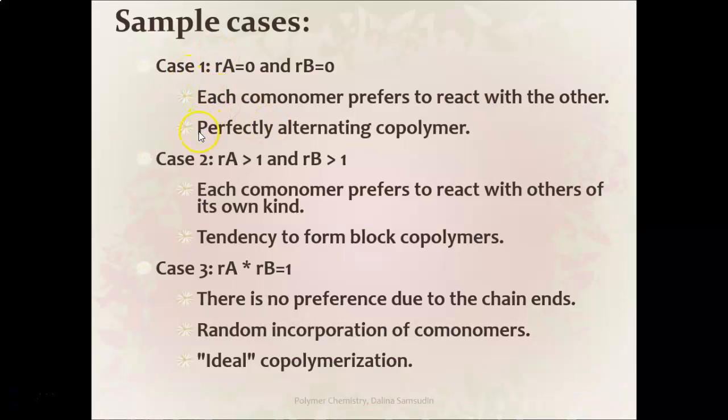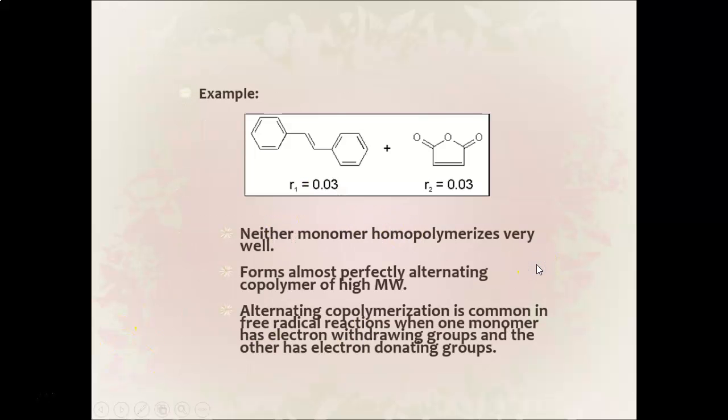And look at the sample cases based on the types of copolymer formed. Now we look at the example. For r1 value, which is 0.03, which is less than 1, and r2, which is less than 1, which is 0.03 also. So we can expect that if r1 and r2 are both less than 1, neither monomer homopolymerizes very well. So it will form an almost perfectly alternating copolymer of high molecular weight.